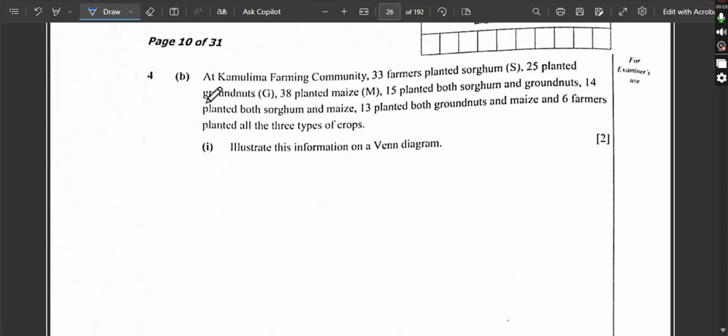4B says, at Kumulima farming community, 33 farmers planted sorghum, 25 planted groundnuts, 38 planted maize, 15 planted both sorghum and groundnuts, 14 planted both sorghum and maize, 13 planted both groundnuts and maize, and 6 farmers planted all 3 types of crops. Illustrate this information on a Venn diagram.